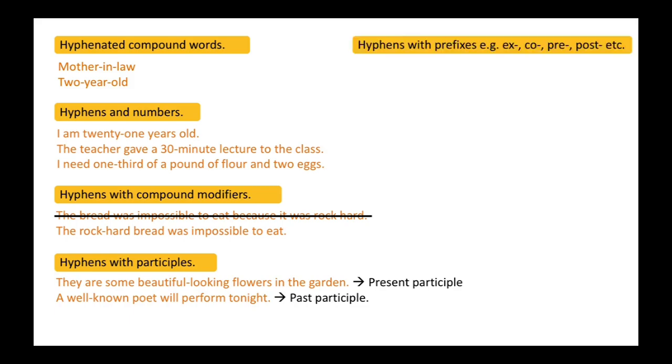Hyphens with prefixes, for example, ex, co, pre, post, etc. So a prefix comes before the word and changes the meaning of the word. A hyphen is used with the prefix. For example, he was the ex-mayor of the town. She is my co-worker.